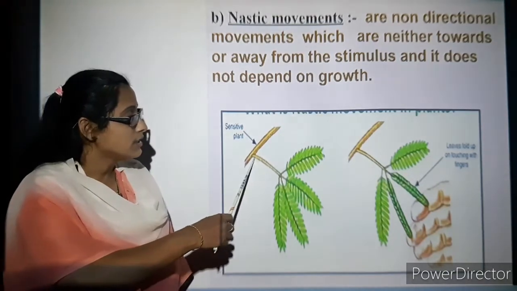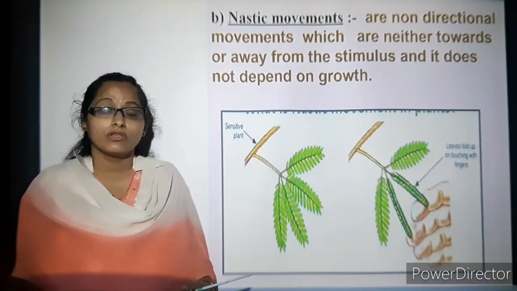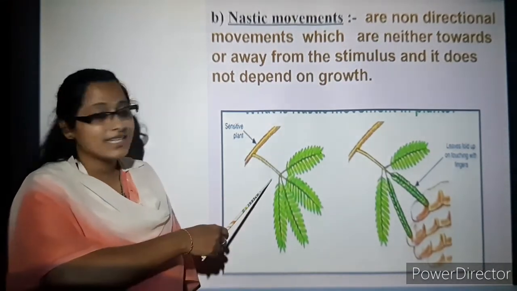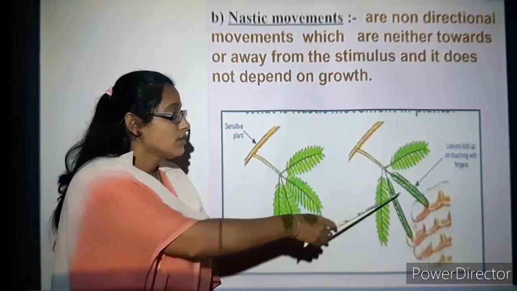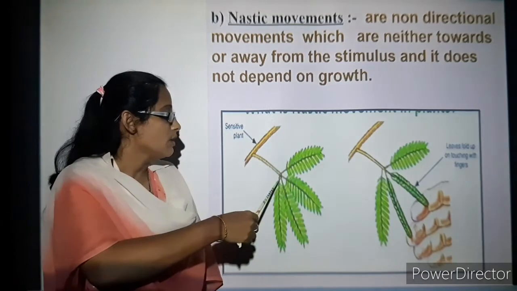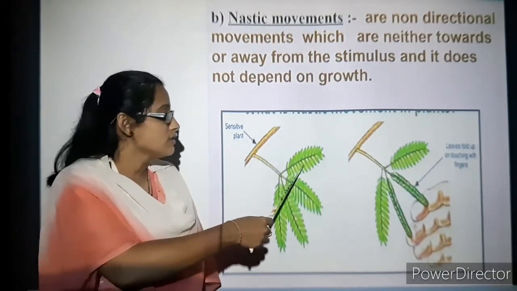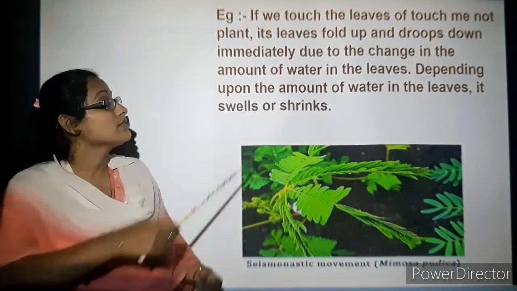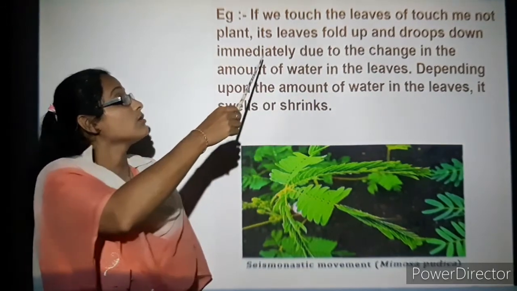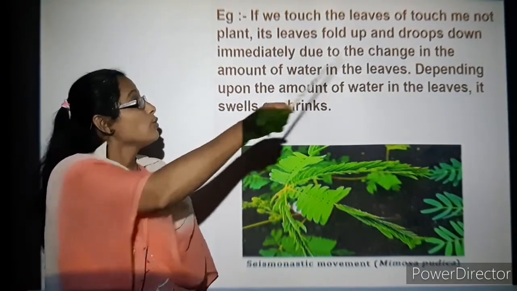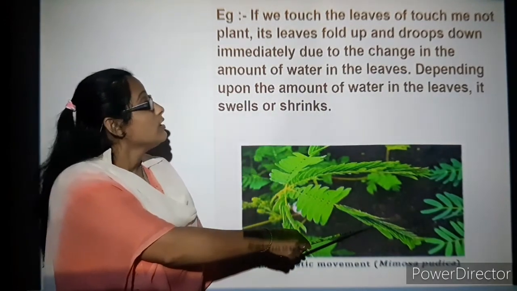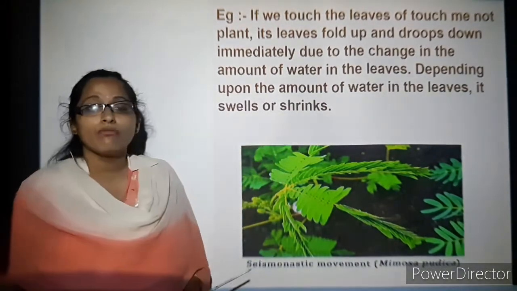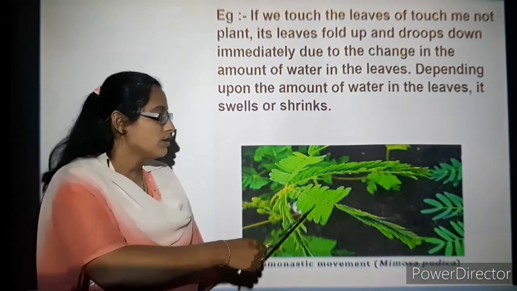You can see here an example of touch-me-not. You might know the touch-me-not plant, which is known as Mimosa pudica. It is a very sensitive plant, and if you happen to touch it, the water in the leaves moves towards the stem, and you can see the folding of leaves happens. The same example here: if we touch the leaves of the touch-me-not plant, the leaves fold up and droop down immediately, due to the change in the amount of water in the leaves. So it depends on the amount of water in the leaves, that they swell or shrink.